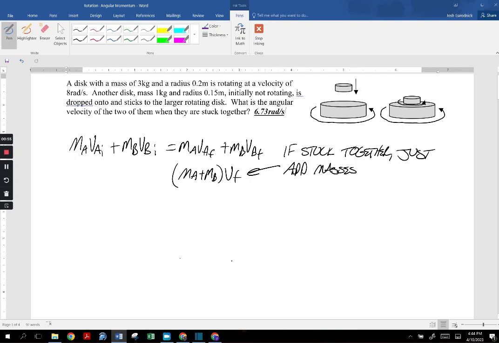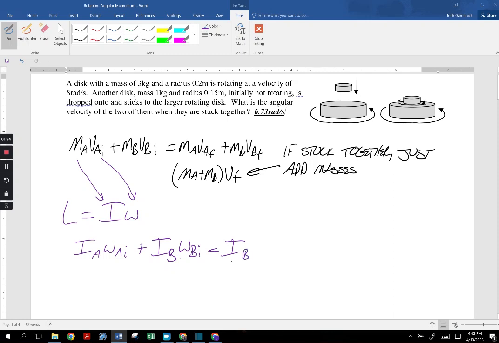Anyway, it's L equals I omega. We've probably already discussed this in class, but hopefully this isn't a surprise. Mass is like moment of inertia, and translational velocity is like rotational velocity. So now you just replace with angular stuff: I_A omega_A initial plus I_B omega_B initial. Afterwards, let's add their final momentums, and by momentum, I mean angular.